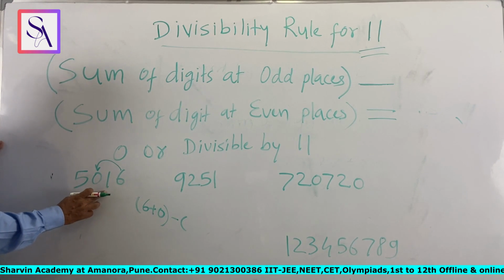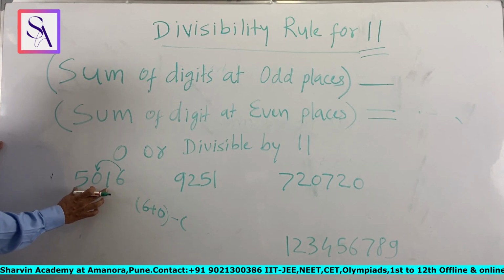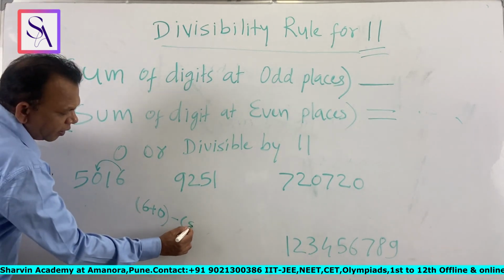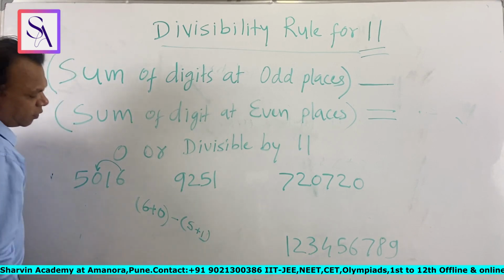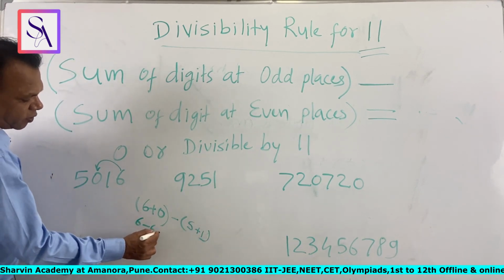So this second place, which is even, 1 plus 5, this is fourth place. So you have to add the digits at even places as well. 5 plus 1, and do the subtraction. 6 plus 0 is 6, and 6 minus 6 is equal to 0.